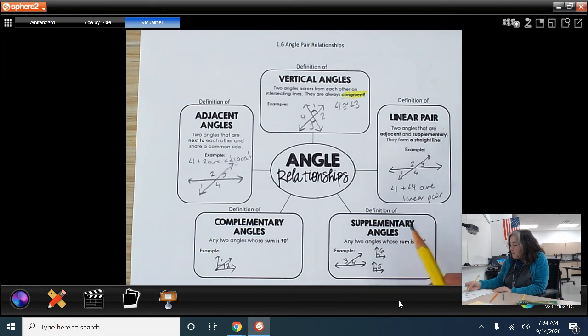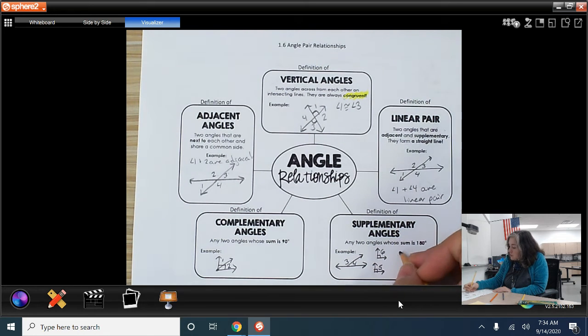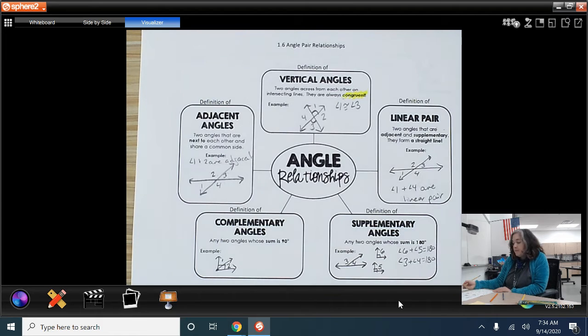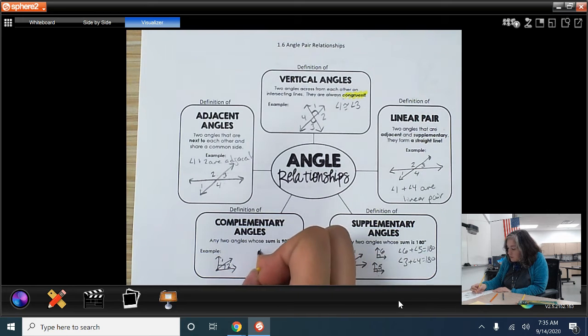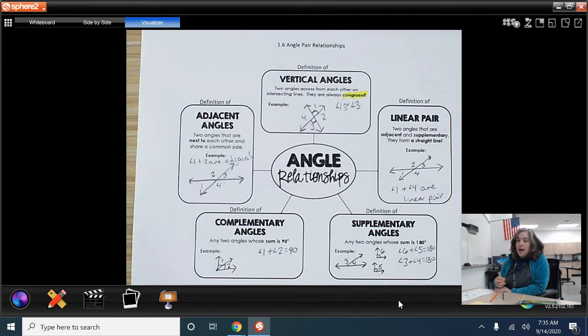When we look at supplementary, this is any two angles whose sum is 180. So angle 6 plus angle 5 is equal to 180, or angle 3 plus angle 4 is equal to 180. If you have two right angles, those do add to make 180. I know it's a little bit of a duh thing, but I need to say it anyway. Complementary angles are two angles whose sum is 90 degrees. So here angle 1 plus angle 2 are complementary. They add to make 90 degrees.